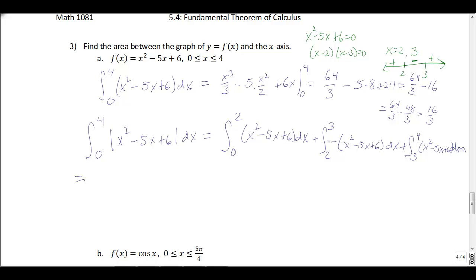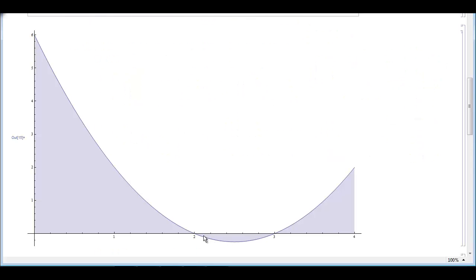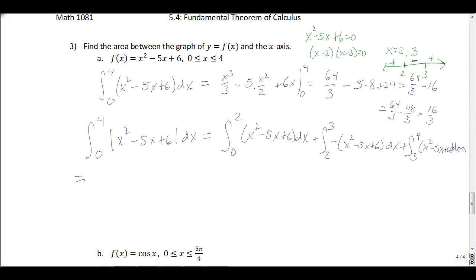Okay, now another way people do it is move this negative out here and say I'm going to subtract the function value there. If you look at your graph, the integral would actually be negative here, so I'm subtracting the negative area. Or you just integrate from 2 to 3 and take the absolute value and add that. There's multiple ways to think about this.